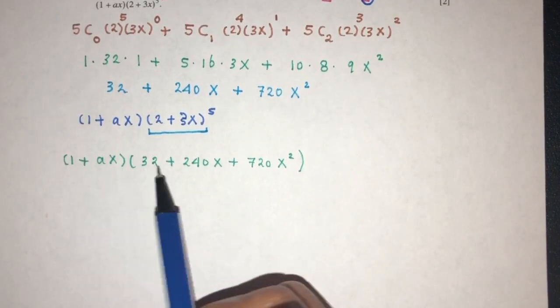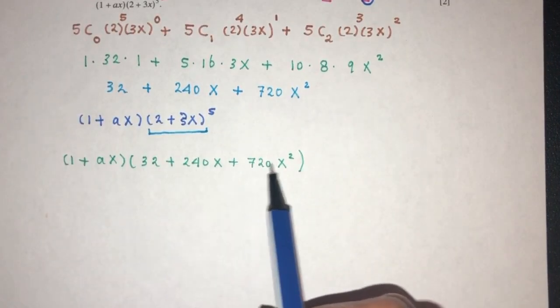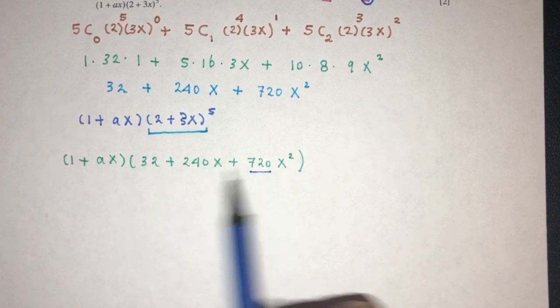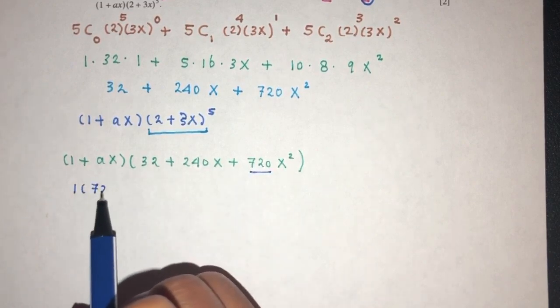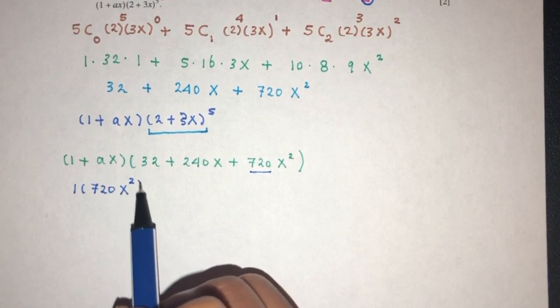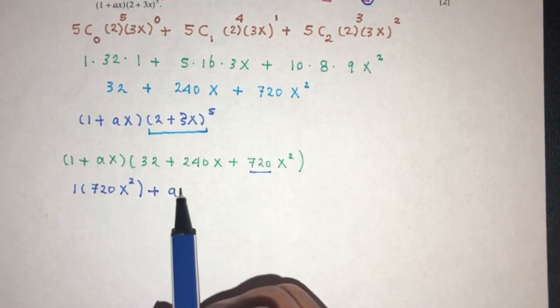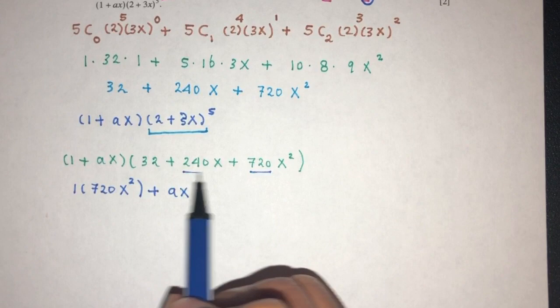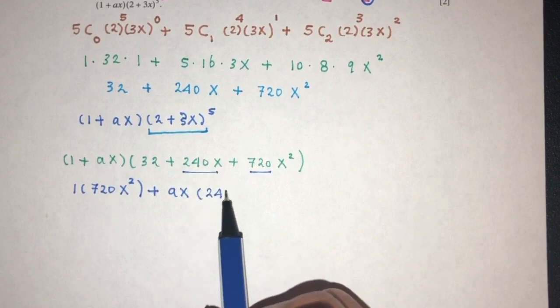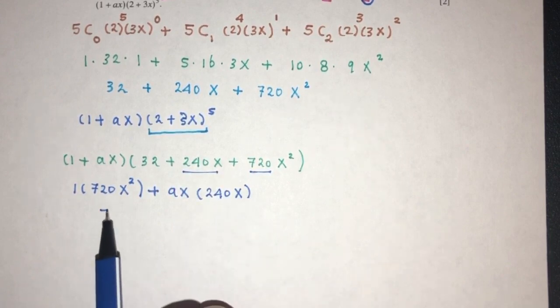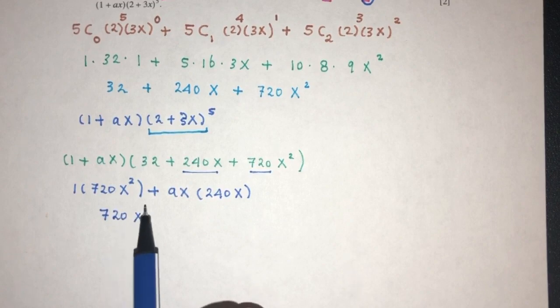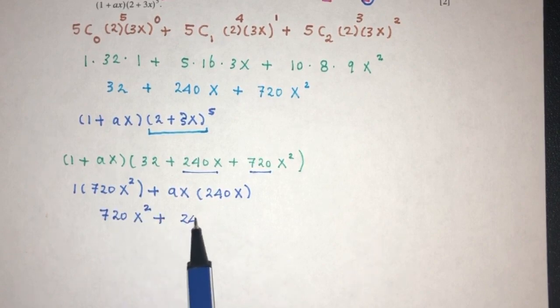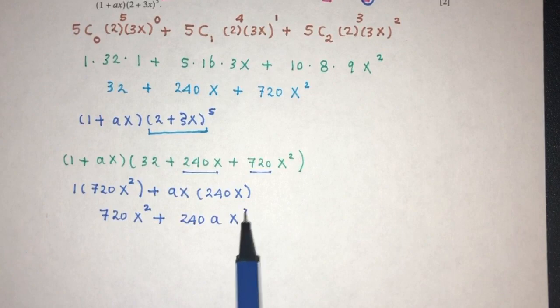So let's find that term, x squared. So 1 multiplied by which term will give you something in x squared? So multiply by this, obviously, right? So 1 times 720x squared. Here we have plus ax times which one? This one. That will give you a term in x squared. So simplify, you will have 720x squared plus 240ax squared.